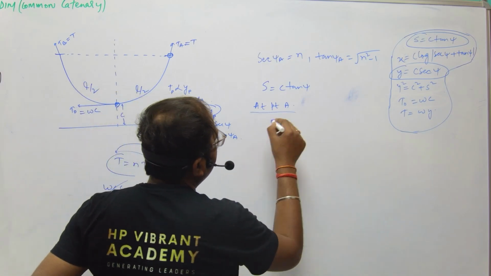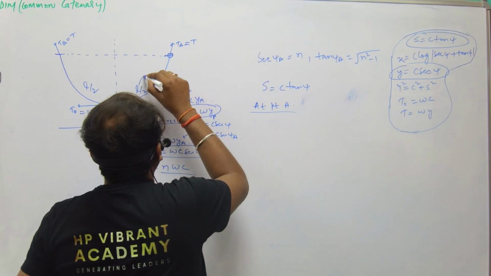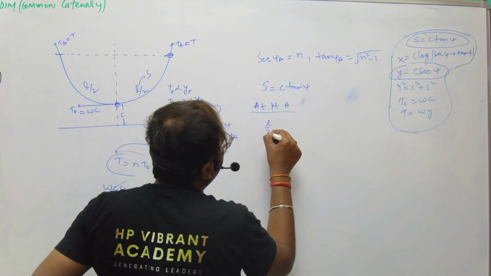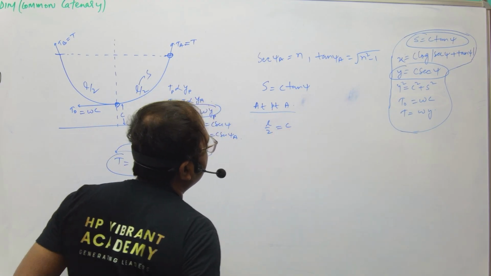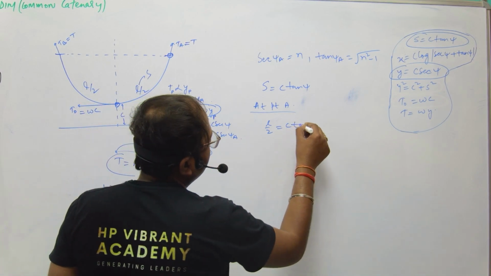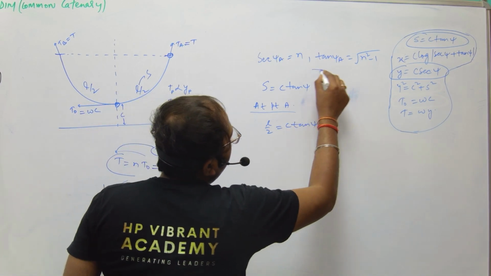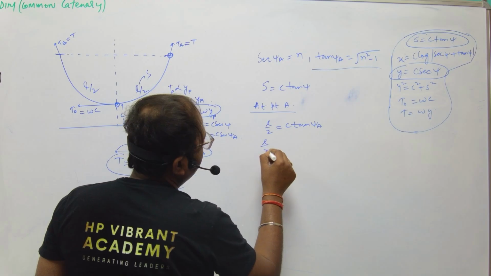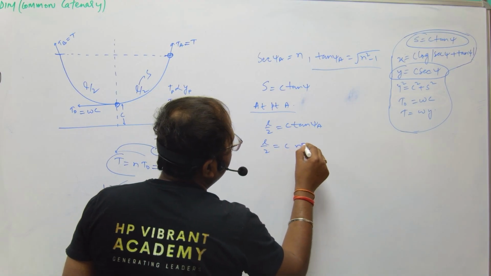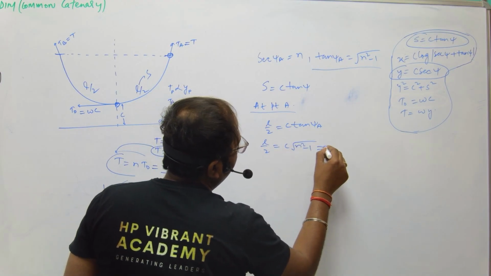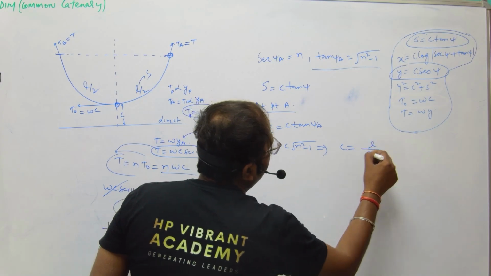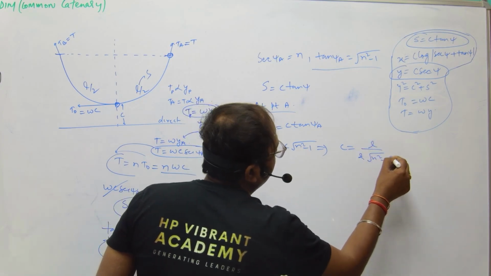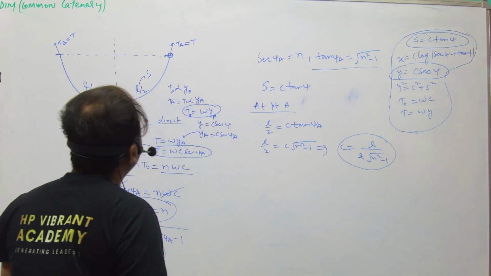So at point A, this is the value of S. L by 2 is equal to c times tan psi A. So L by 2 is equal to c times under root n square minus 1. So from here c is equal to L upon 2 times under root n square minus 1. This is the value of c.